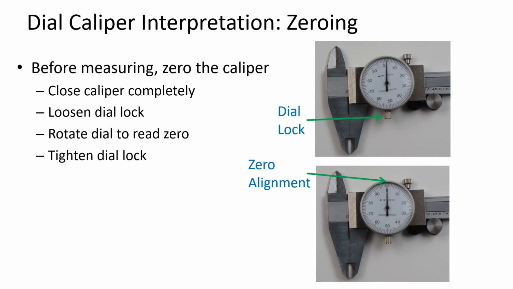It says before measuring, zero the caliper. Close the caliper completely, as you can see. Then you loosen the dial lock, and then you rotate this whole face. The whole thing rotates. See how the zero is kind of like this, and now the zero is straight up and aligned with the needle. The needle doesn't actually move. You're rotating the entire face so that the zero is aligned with the needle. So you rotate the dial to read 0, and then you tighten the dial lock to lock it in place there.